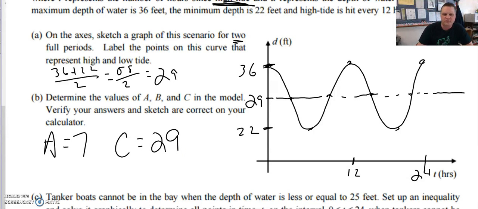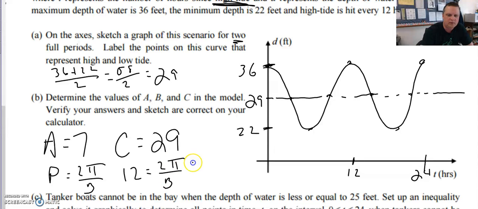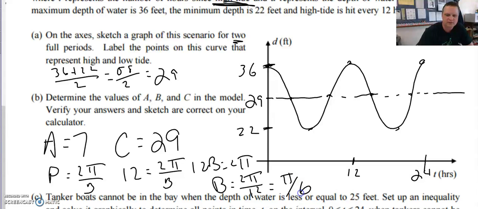Now, in order to find your B, remember, period is 2 pi over B. And we got the period that was 12. So 12 equals 2 pi over B. 12B equals 2 pi. So then B is going to be 2 pi divided by 12, which is pi over 6. And that is what your B is.